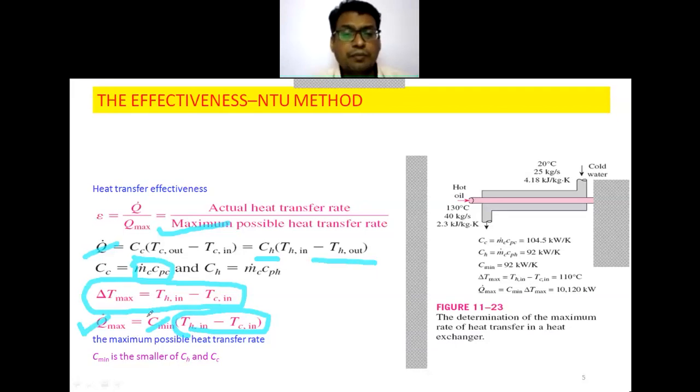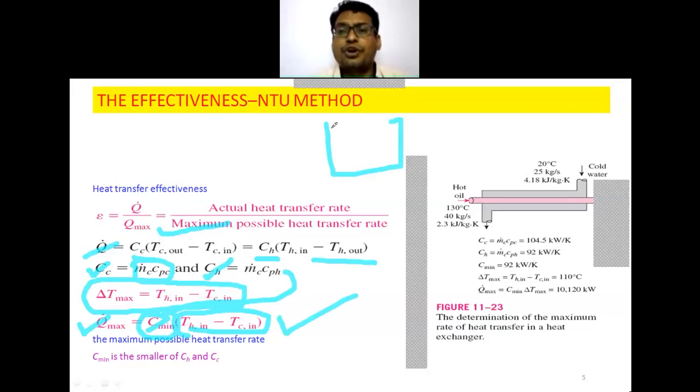So C minimum means either Cc or Ch. C minimum can be either Cc or Ch. Either of the two will be taken as my C minimum, multiplied by the maximum temperature gradient that can be accounted, which is Th in minus Tc in. This is the maximum possible temperature gradient.